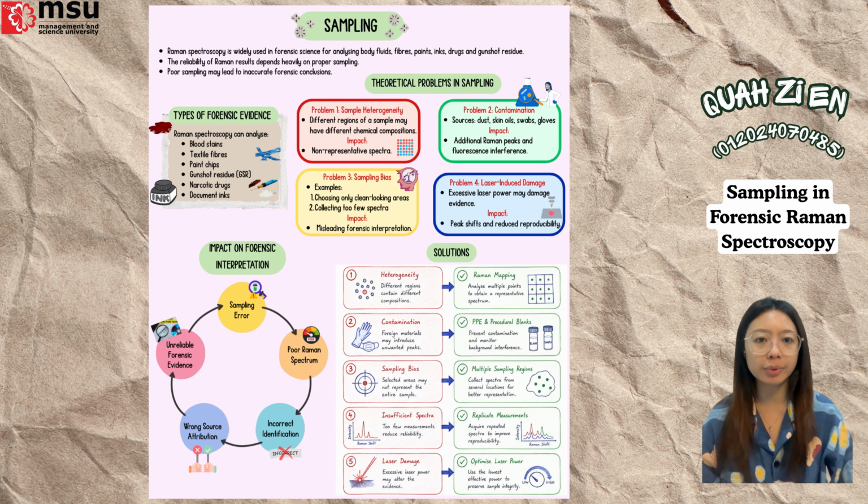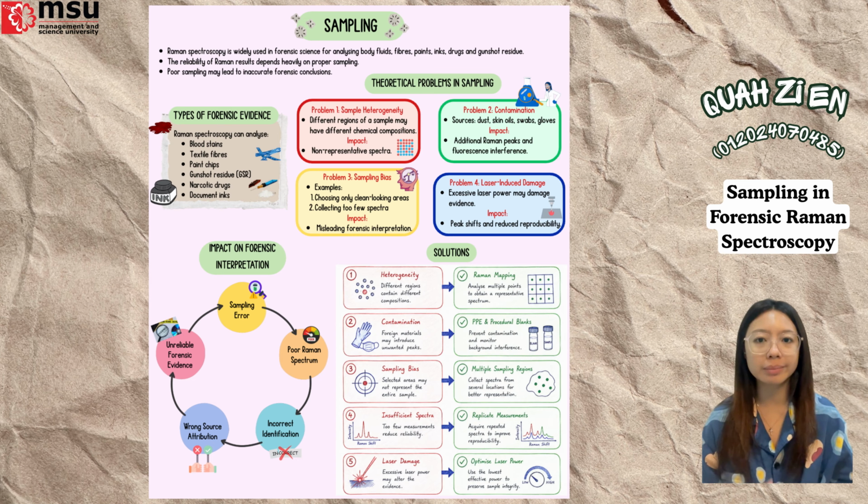Next, the first problem is sample heterogeneity. Different regions of the same sample may contain different chemical compositions. As a result, a spectrum collected from only one location may not represent the entire sample. This can lead to a non-representative spectrum and unreliable forensic comparisons.